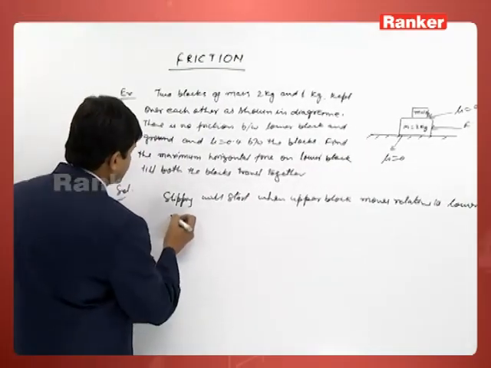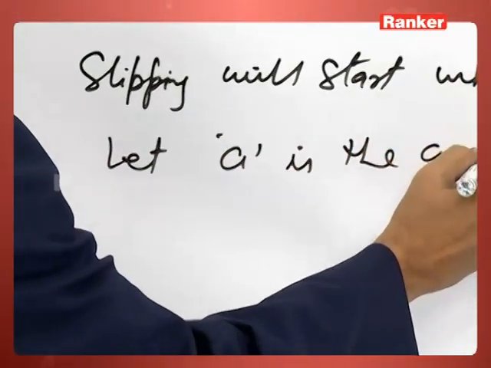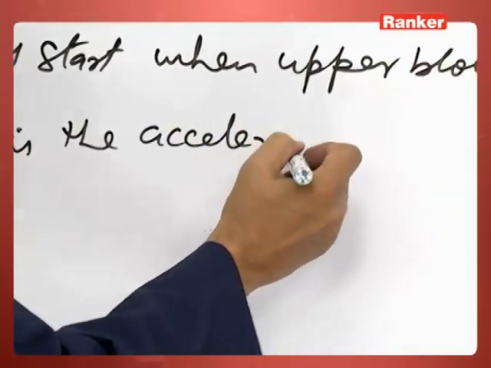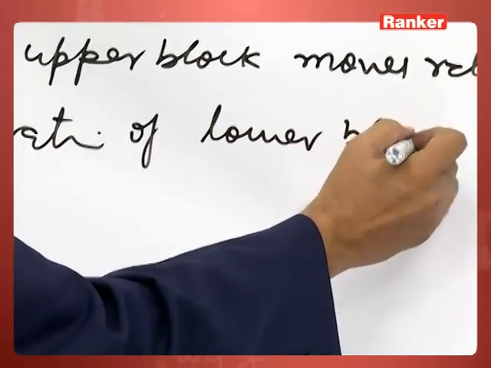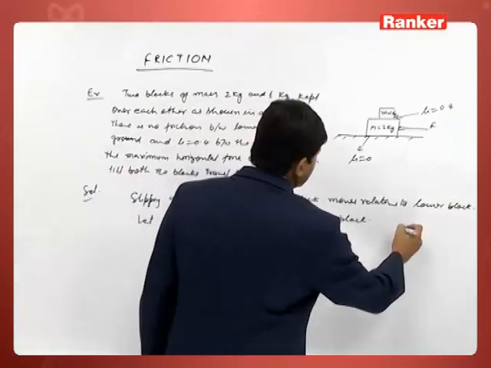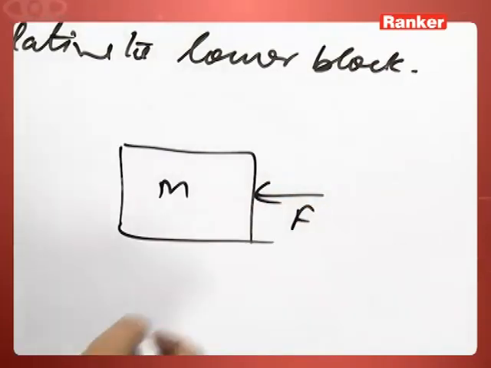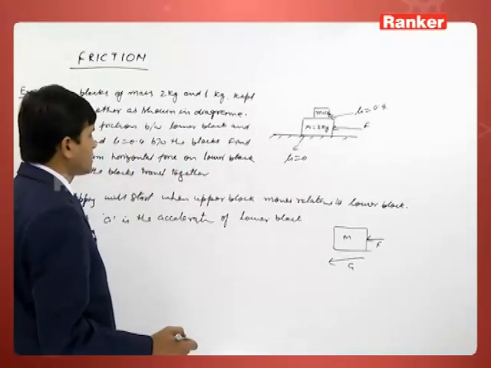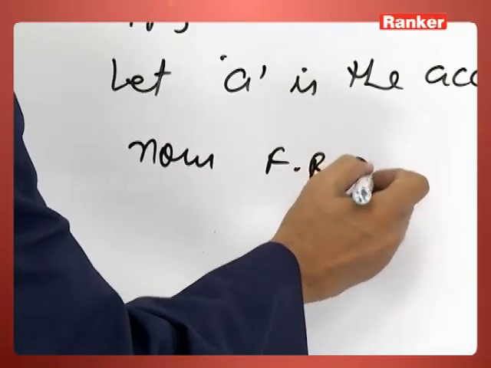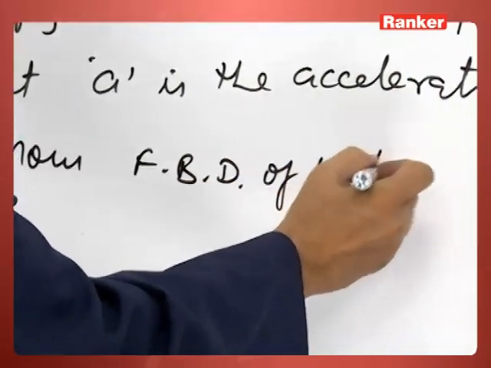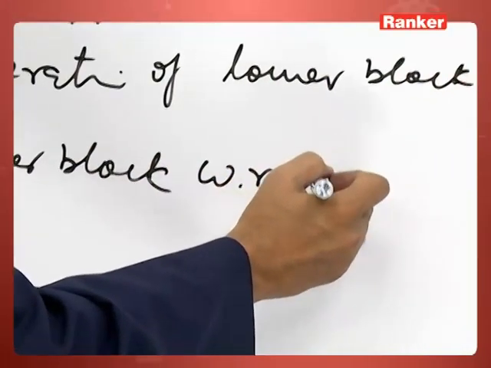So let A be the acceleration of the lower block, like this. So this is the lower block, mass capital M, F is the force, let it have acceleration A. Now the FBD of the upper block with respect to the lower block.